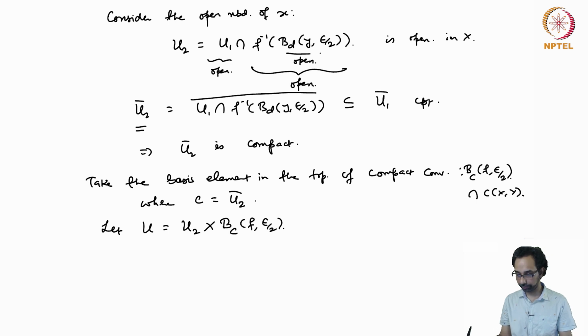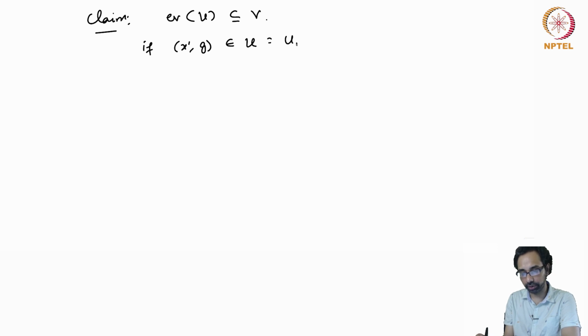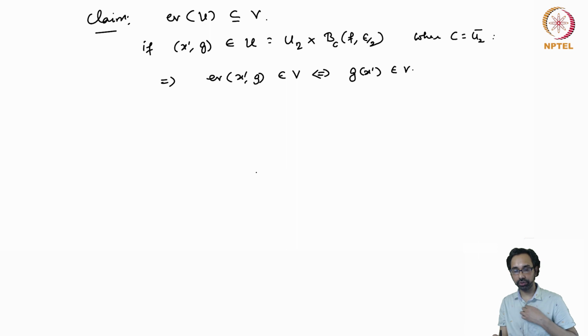I claim that the evaluation of U is a subset of V. In other words, if (x prime, g) belongs to U, which is by our definition U2 Cartesian product with B_C(f, epsilon by 2), where C is U2 closure, then this implies that the evaluation of (x prime, g) belongs to V, and this is the same as saying that g(x prime) belongs to V. So what we have to show is that given (x prime, g) in U, then the evaluation of g at x prime belongs to V.